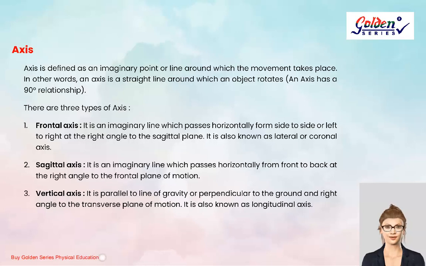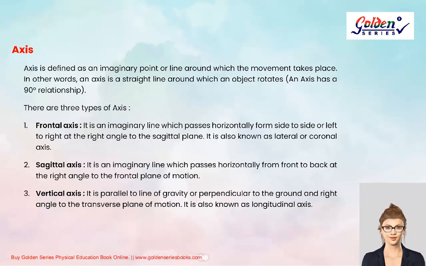Axis is defined as an imaginary point or line around which the movement takes place. In other words, an axis is a straight line around which an object rotates. An axis has a 90 degrees relationship. There are three types of axis.